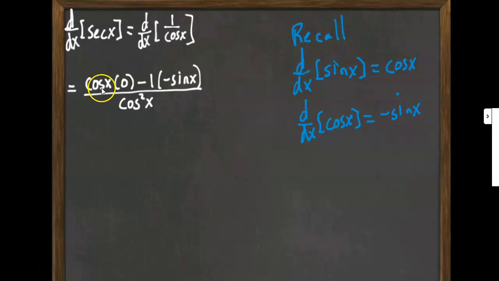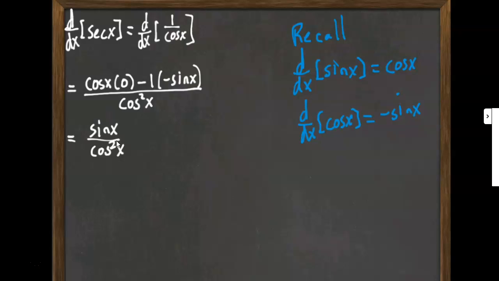And then we can simplify. Cosine x times 0 is just going to be gone. A minus and a minus is going to make that positive sine x over cosine squared x. And that's a perfectly legitimate answer for the derivative of secant. It is sine x over cosine squared x. However, we traditionally write this answer a different way.